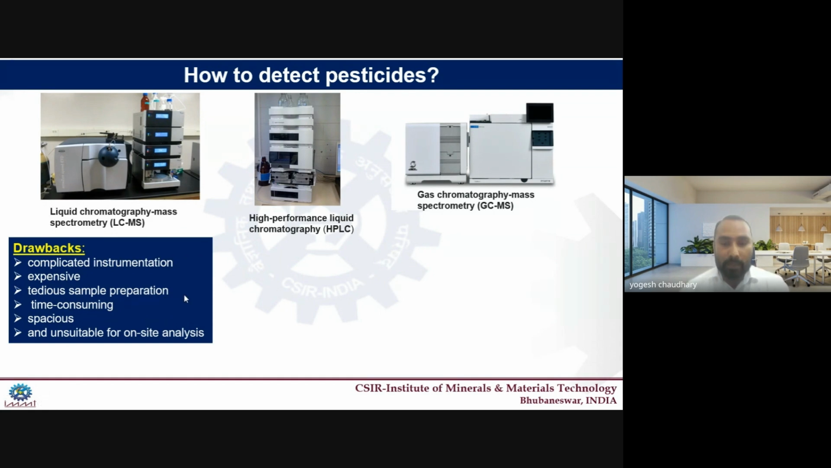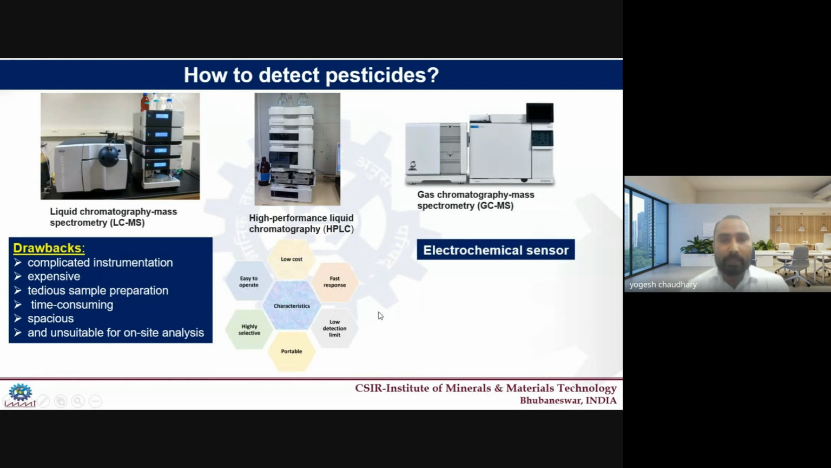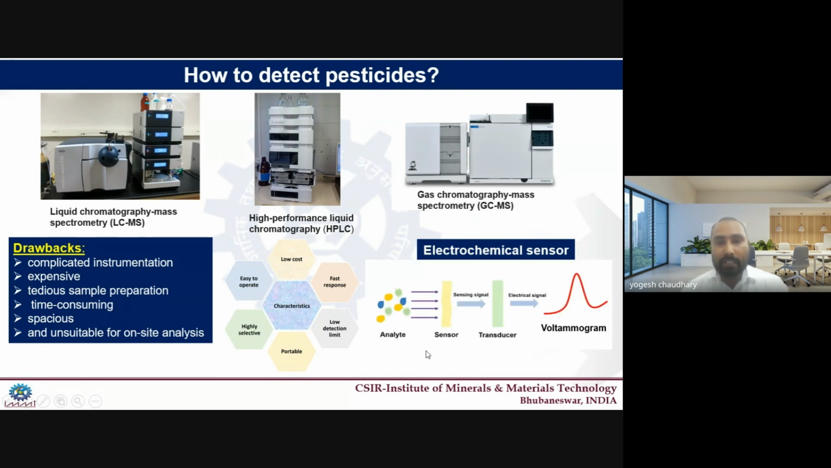So now we want an alternative, that is the electrochemical sensor. Why? This is due to its great characteristics: it is low cost, has fast response, a low detection limit, is portable, which is the most important thing, and is highly selective and easy to operate. But how does it work?